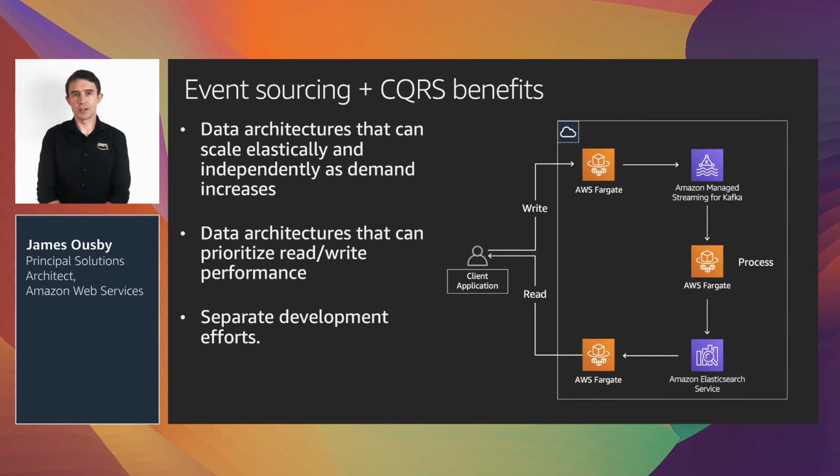And not just scaling either. You can prioritize or provide quality of service for a particular path. So if you're guaranteeing that the write path for your application has a certain level of latency that isn't impacted by readers, you can achieve that with this pattern. And then finally, you can also separate the development efforts here cleanly around technology stacks. So if you had a set of developers that are experts in Elasticsearch, they can build the read view from Elasticsearch without having to know about command processing and Amazon Managed Streaming for Kafka.